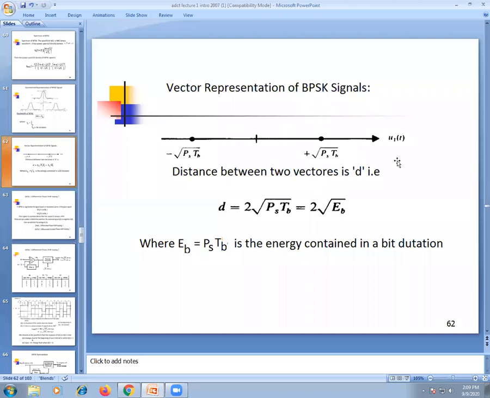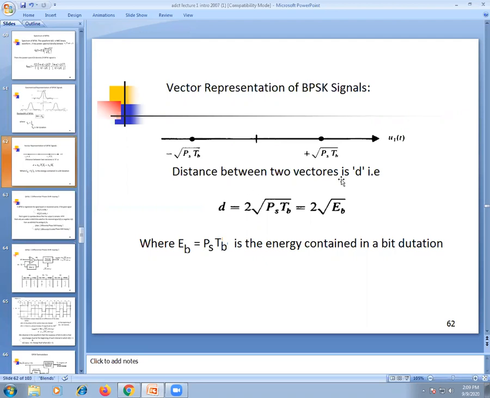BPSK means binary phase shift keying. How many signals are there? Two signals. If one signal is S1, another signal is S2. S1 is one signal, and S2 is 180 degrees out of phase with it. This is the vector representation: one vector, and another vector 180 degrees out of phase, opposite of that. Two signals are opposite each other. That is the BPSK signal.